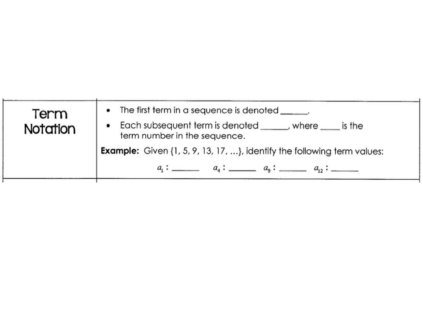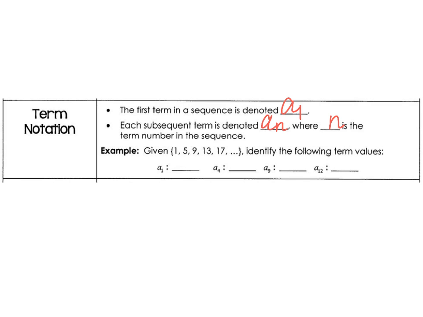Alright, so term notation is the notation that we're going to be using for this whole unit, so we need to be familiar with term notation. In term notation, the first term in a sequence is denoted as A sub 1. So we say A with a subscript 1. That means the first term of the sequence. Each subsequent term is denoted A sub n, where n is the term number in the sequence.